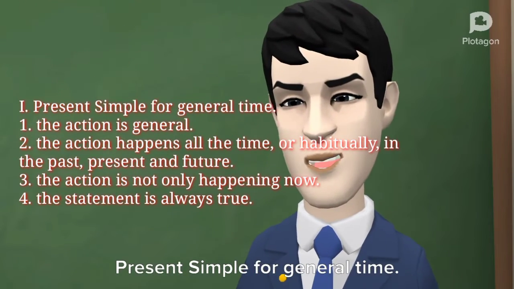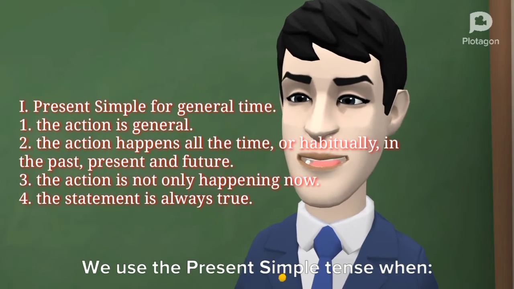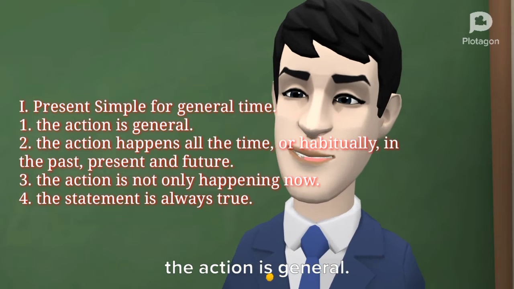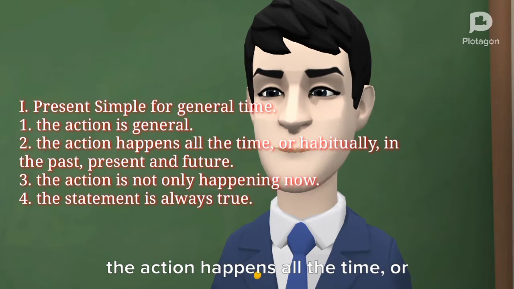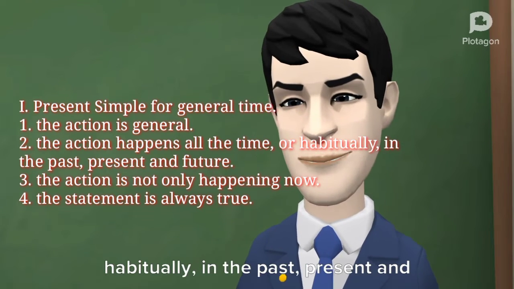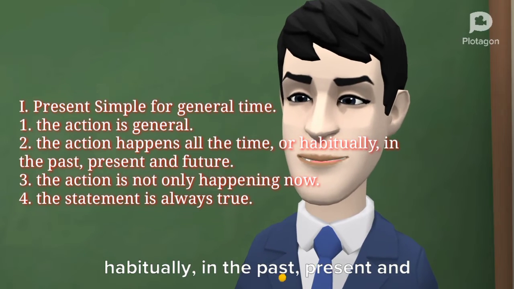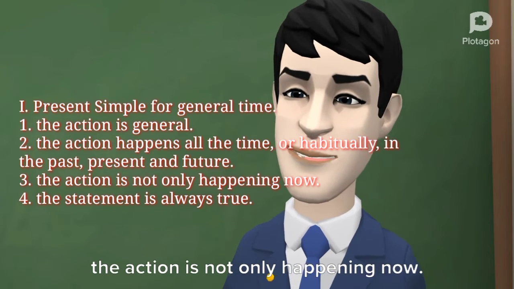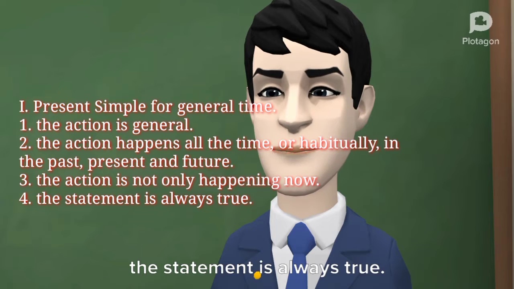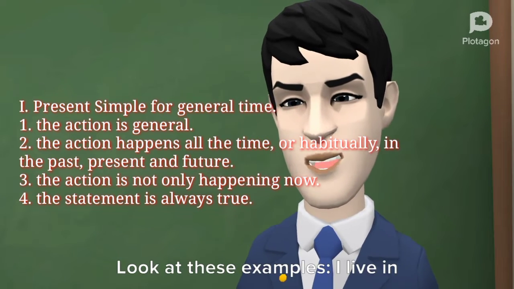Present simple for general time. We use the present simple tense when: 1. The action is general. 2. The action happens all the time, or habitually, in the past, present and future. 3. The action is not only happening now. 4. The statement is always true.